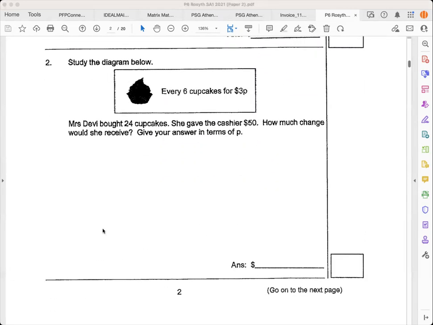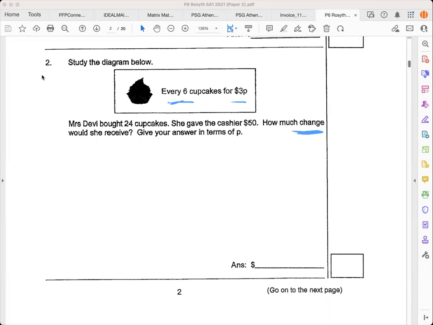Question 2. So question 2, study the diagram below. The diagram shows a cupcake, and every 6 cupcakes cost $3p. Mrs. Davy bought 24 cupcakes. She gave the cashier $50. How much change? So the question is looking for the change which she received.